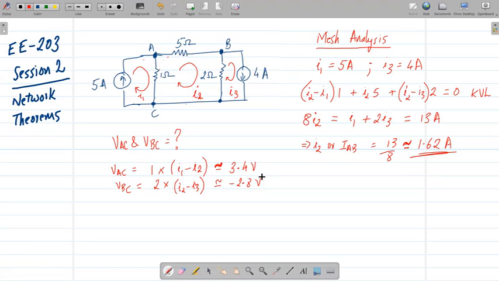And therefore, what is the value of VAB? It is VAC minus VBC, and that's equal to 3.4 minus (minus 2.8), so it's 6.2 volts. Okay, so that's one way of solving the circuit.